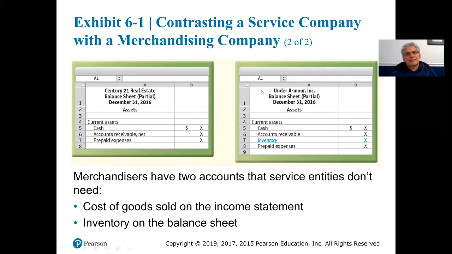And so if we go to the next slide, we'll see that the balance sheet, which contains all the assets, on a service company excludes inventory because a service company doesn't have any inventory. It's just selling a service. However, in a merchandising company, such as Under Armour, you would see an account called inventory, which represents the cost of goods that are purchased for resale and that are still in inventory. They still are on hand. They have not sold yet.